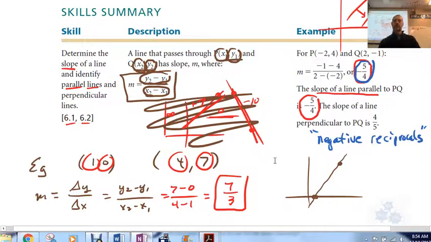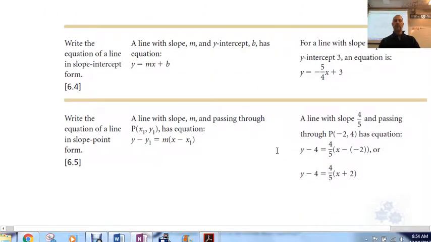So that's 6.1 and 6.2. If you understand all that, you're in good shape, okay, for early on in the chapter. Let's move on to 6.4 and 6.5. We talked about equations of lines. And so the slope-intercept form is the equation of a line, and that looks like this. Y equals mx plus b.